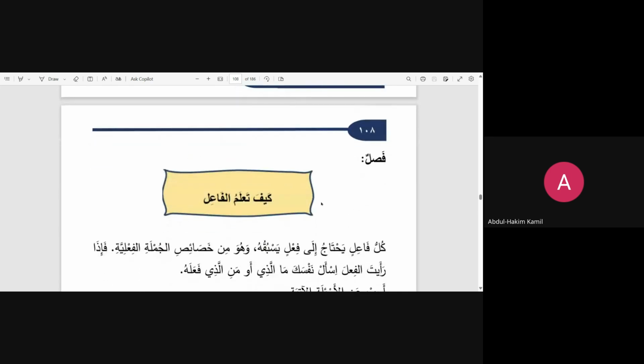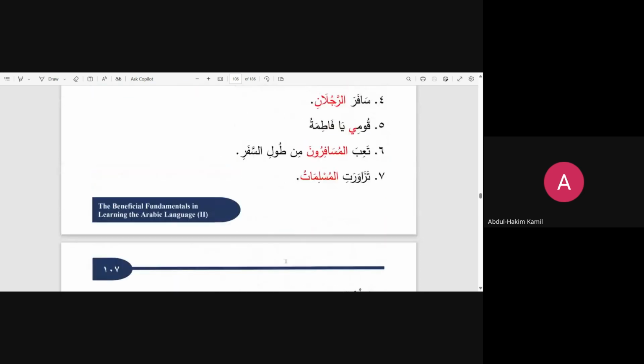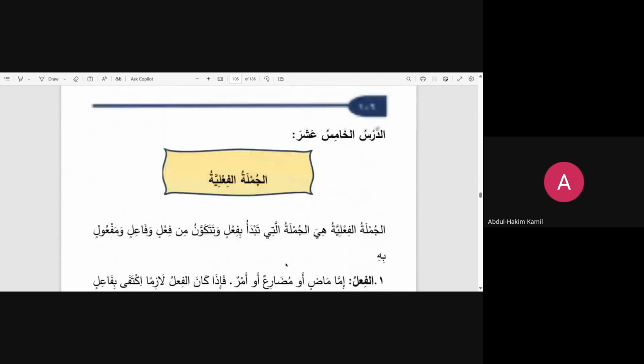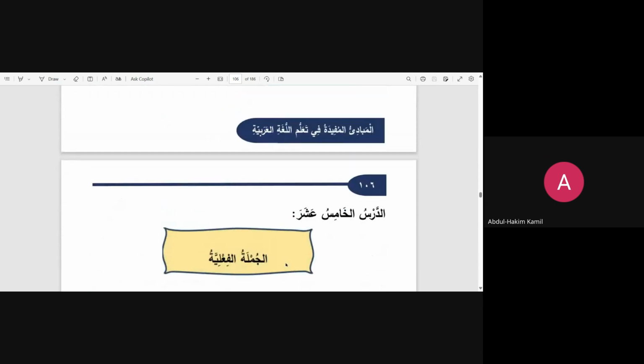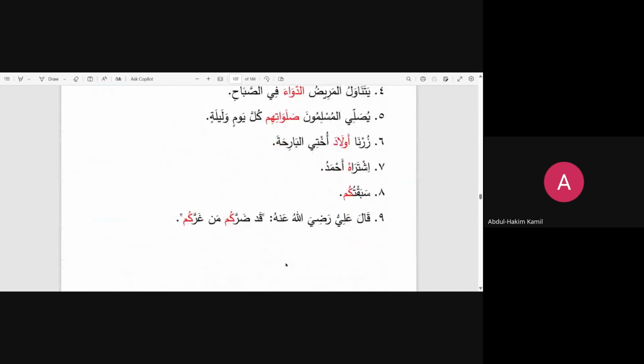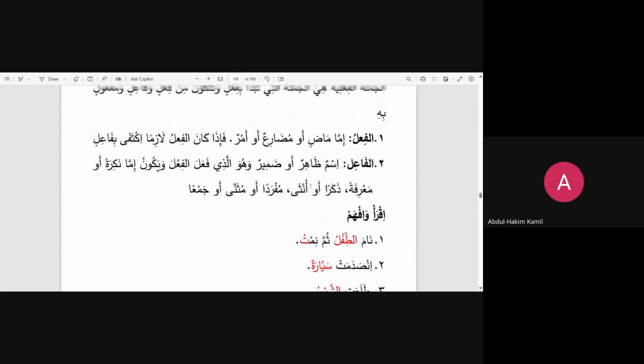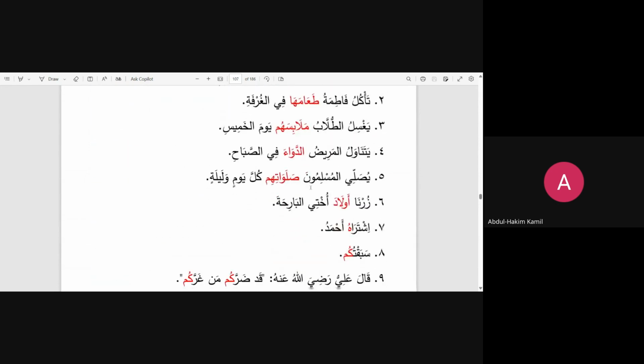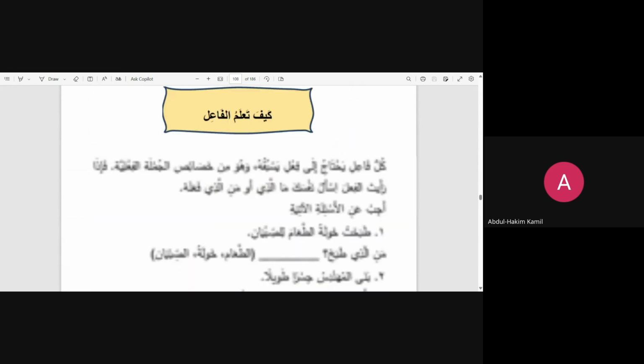Na'am, this is our lesson for today. Listen, there's nothing to review here. You already studied this before. So we're going to move on. But just for the sake of reading, I want you to read these sentences tomorrow, on pages 106 and 107. We just want to flow. The things in red in the first group are the fa'il. In the second group, the things in red are the maf'ulun bihi.